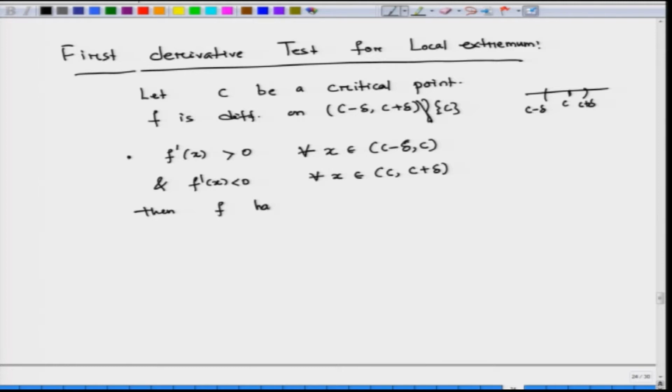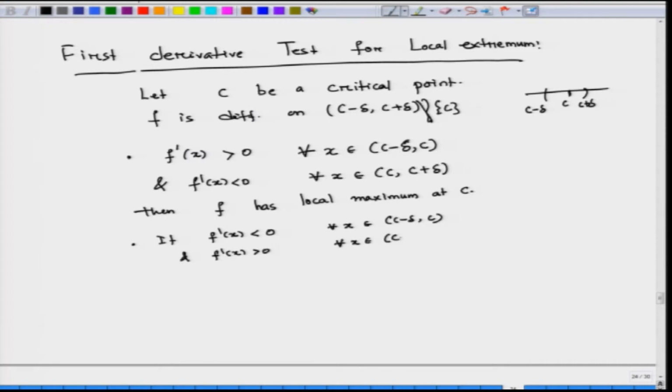f has a local maximum at C. Similarly, if f prime of x is less than 0 for all x belongs to C minus delta to C, and f prime of x is greater than 0 for all x belongs to C to C plus delta, then f has a local minimum at C.